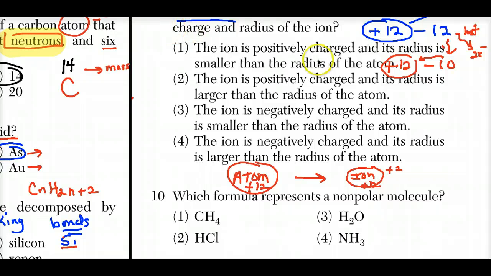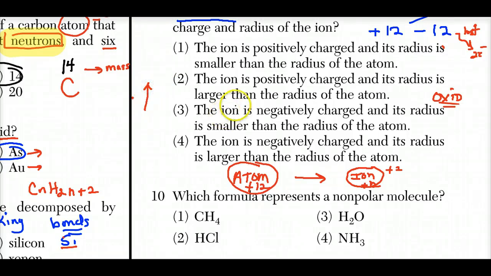So let's look at our choices here. The ion is positively charged. Absolutely. You lost negatives. It's oxidation. Oxidation is losing electrons, so it became positive. If you remember from your redox unit, your charge number goes up because you're losing negatives. So the ion is positively charged. Absolutely correct. And its radius is smaller than the radius of the atom.